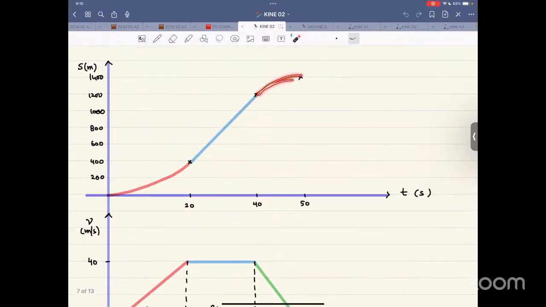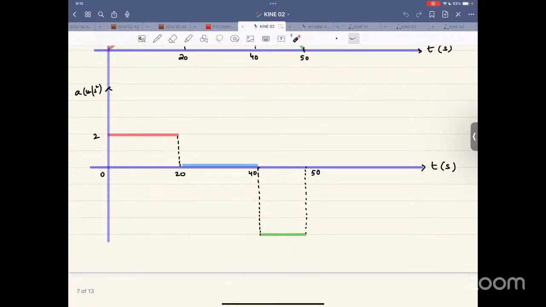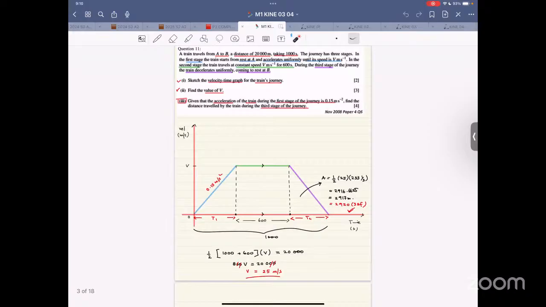And then over here, it is decelerating. Then if I am interested in an acceleration time graph, acceleration is constant, and here acceleration is zero. That is how this thing is drawn. Okay, so now these were two important things out of here.